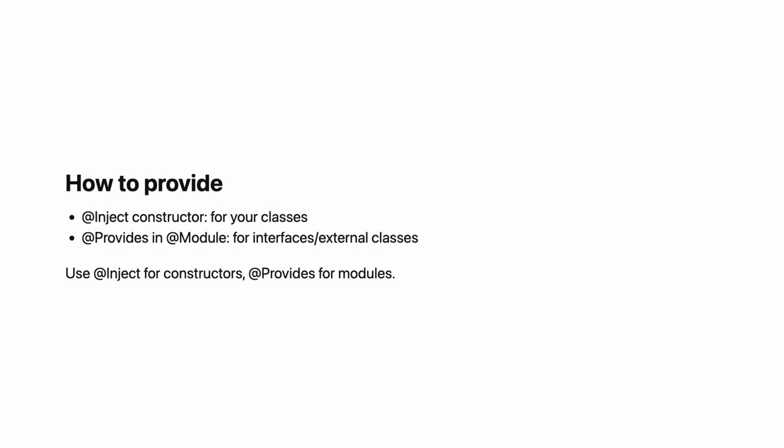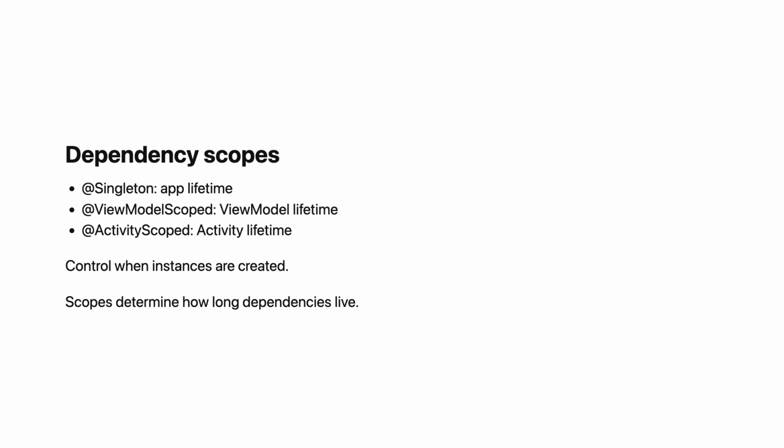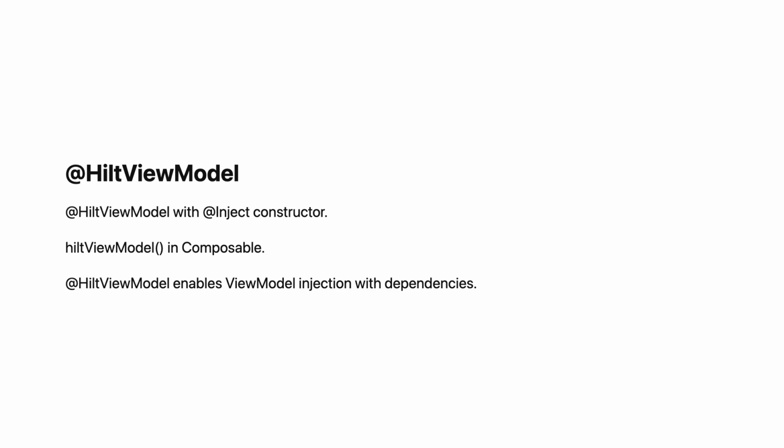Scopes control object lifetime. @Singleton lives for the app lifetime. One instance shared everywhere. @ViewModelScoped lives for the view model lifetime. Per view model instance. @ActivityScoped lives for the activity lifetime. New instance per activity. Use @Singleton for shared resources: Retrofit, database. Use @ViewModelScoped for per-screen data. No scope annotation means a new instance each time. Be intentional about scopes. View models need special handling.